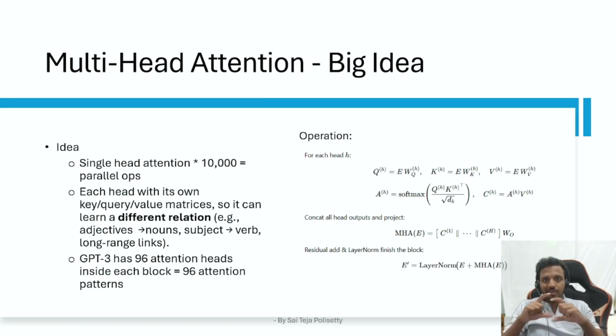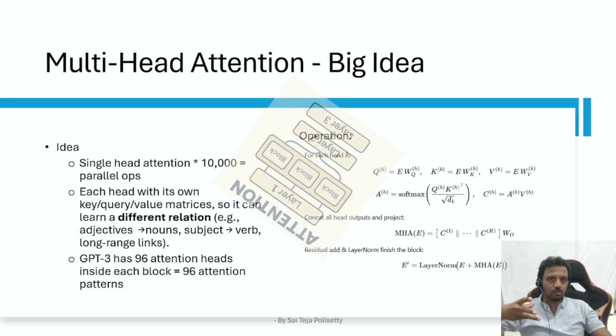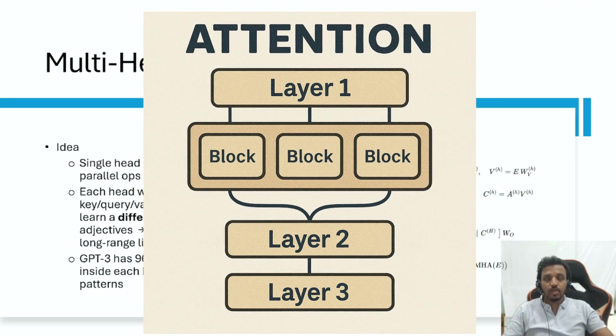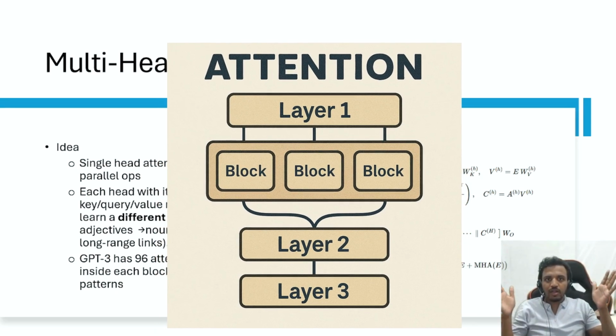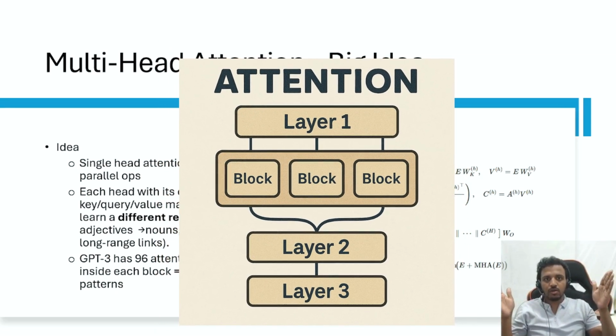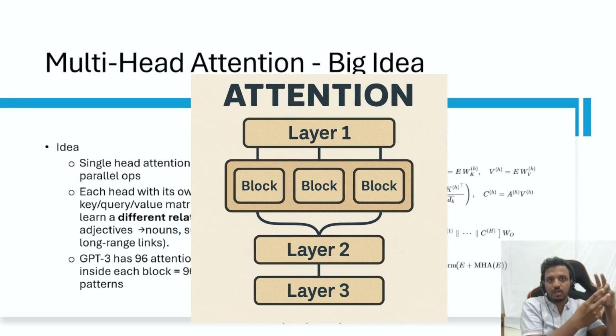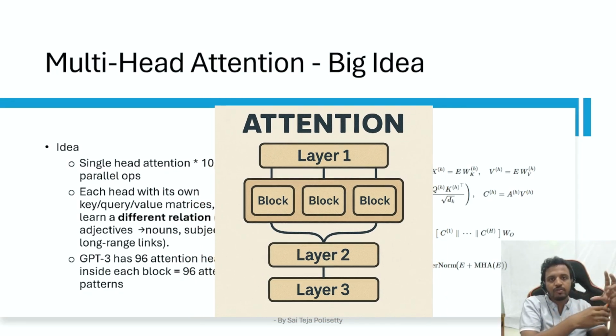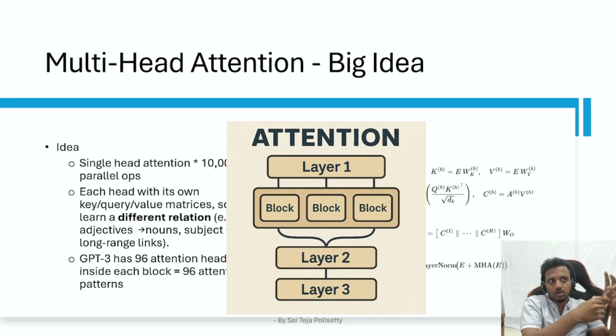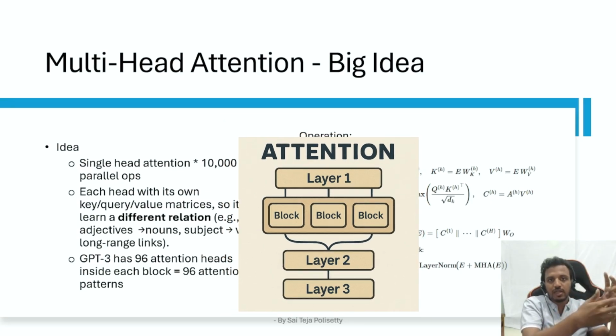So in the LLM you will have multiple layers, and in each layer you will have blocks. If we come from the top, the LLM will have multiple layers. Let's say the LLM has 10 layers, and in the first layer we are having multi-head attention, which means in the first layer we will have multiple times single-head attention.